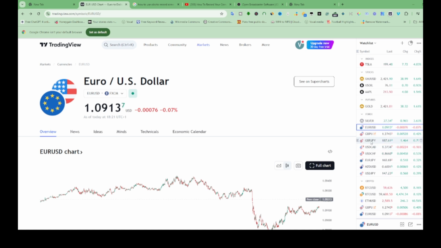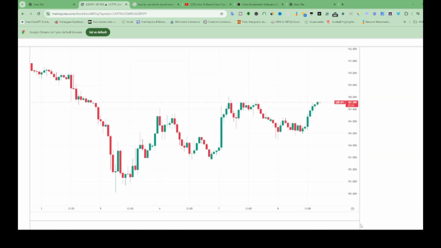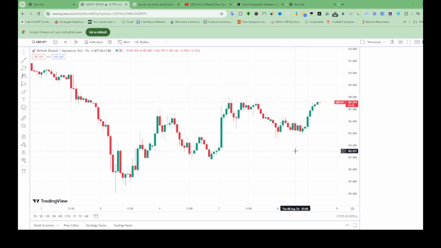Okay, when you click on this particular one, I click on British pounds against US and Japanese yen. So the next thing you click on is full charts. Okay, now it takes you to the full chart. It's opening. So it will bring you to this area. Okay, so this is where we are now.